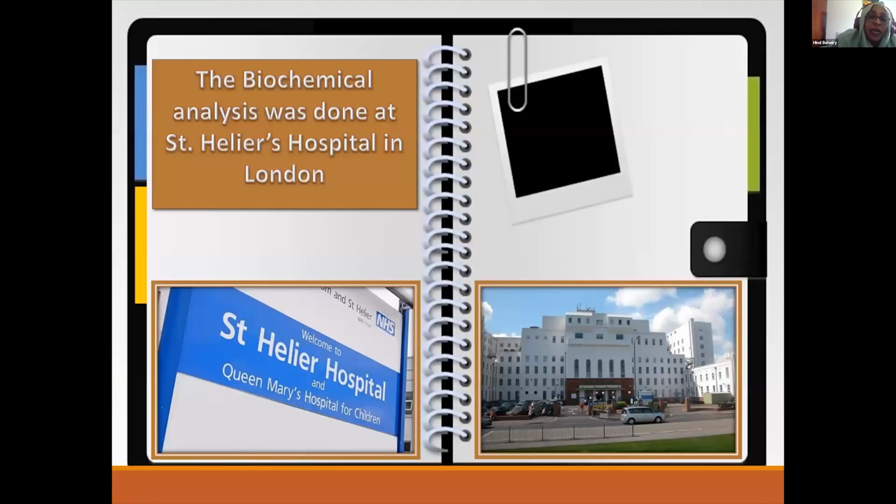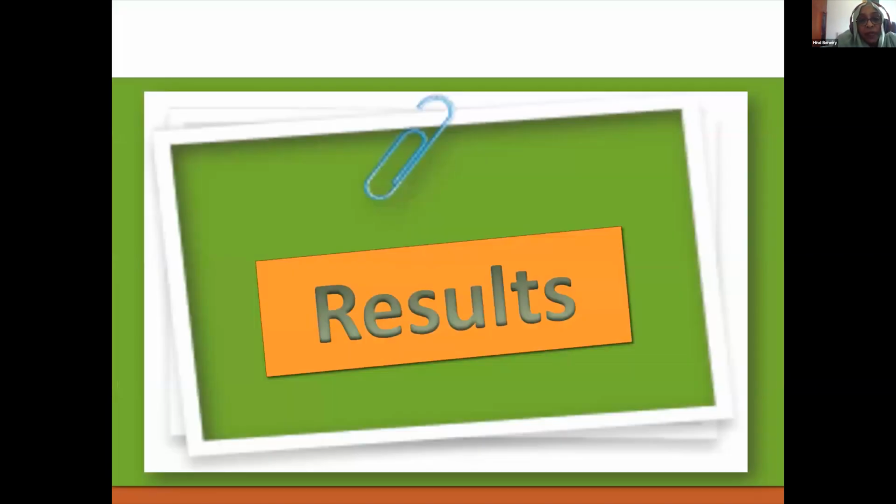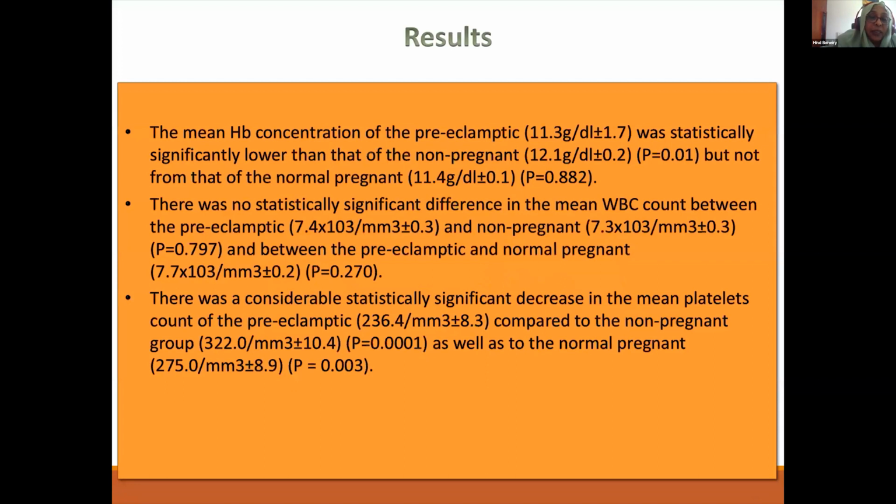The analysis was done at St. Thomas' Hospital in London, the biochemical analysis of this data. Our results were that the mean hemoglobin concentration of the preeclamptic was statistically significantly lower than that of the non-pregnant, but not from that of the normal pregnant. There was no statistically significant difference in the mean white blood cell count between the preeclamptic and non-pregnant, and between the preeclamptic and the normal pregnant.